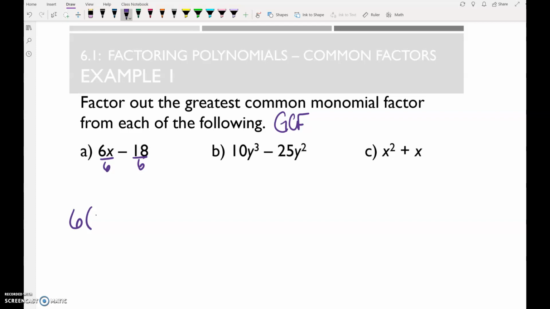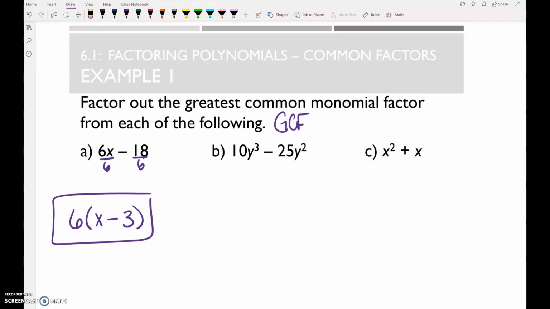6x divided by 6 is x. Negative 18 divided by 6 is negative 3. Your factored form is 6 times the quantity x minus 3. If you ever want to check to make sure you did this correctly, you can always redistribute. 6 times x is 6x, 6 times negative 3 is negative 18. We are simply undoing the distributive property.